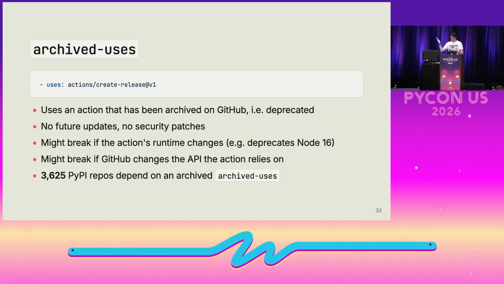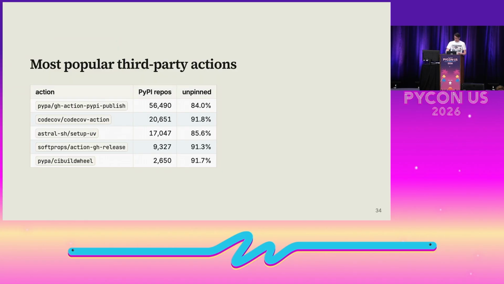And a little quick one here is archive uses. This one is people using actions that have been archived. They're just no longer going to be maintained. There's not going to be potential updates. There's about 3,000 workflows that are pointing at essentially a package that is never going to be changed ever again, and potentially might just break and die if GitHub continues to make changes on an ongoing basis.